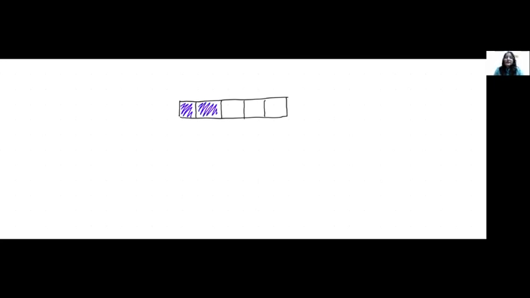And thus I'm shading this one also. So the question will be, what fraction of this rectangle is shaded? First we will count the total number of parts. So how many parts are there? The rectangle is divided into 1, 2, 3, 4, and 5. So the total number of parts is 5. And how many are shaded? 1, 2, and 3. 3 parts of the rectangle are shaded.